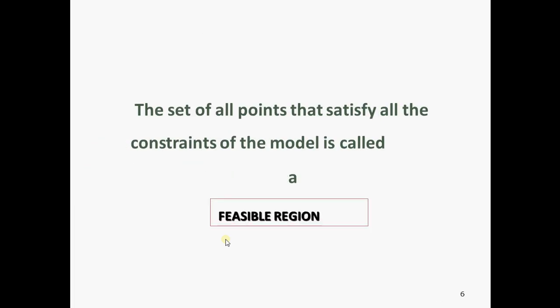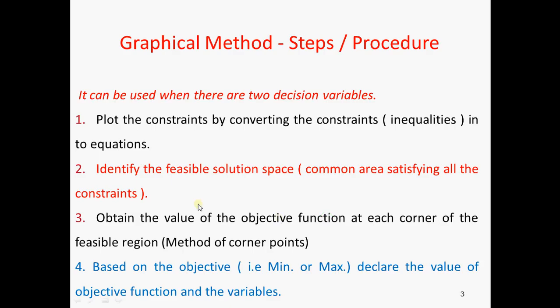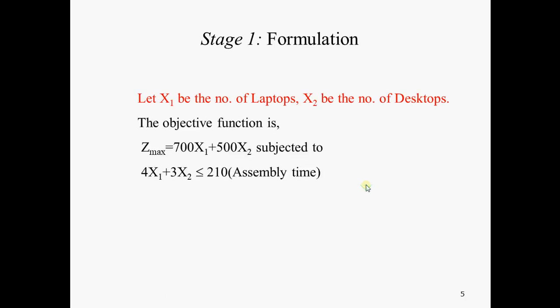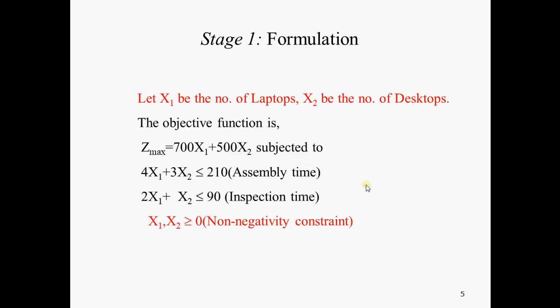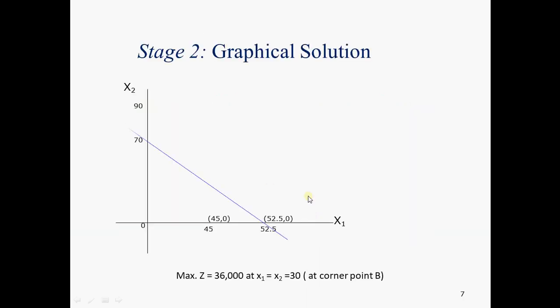Now let us see stage 2. Before that, the set of all points that satisfy all the constraints of the model is a feasible region. We have already discussed what the feasible region is: step 2, the common area satisfying all the constraints. Here there are 3 constraints including the non-negativity constraint. Now coming to the graphical solution, which is stage 2.